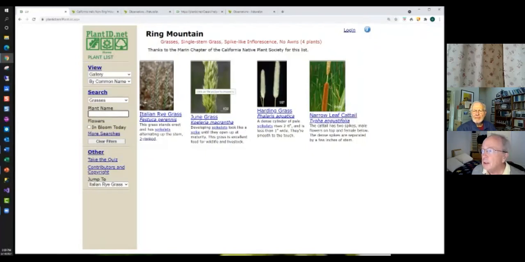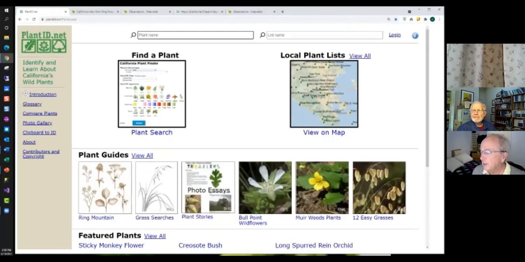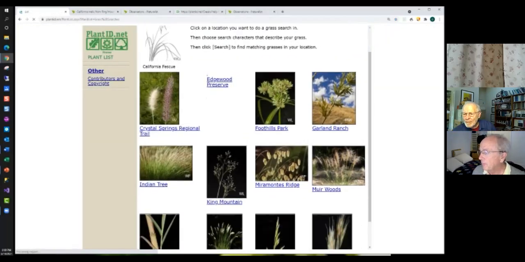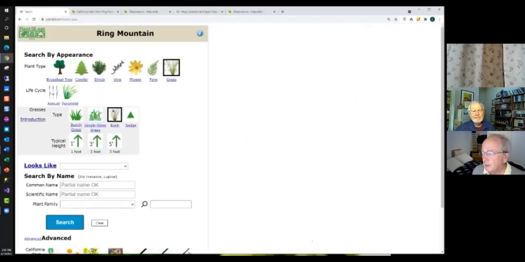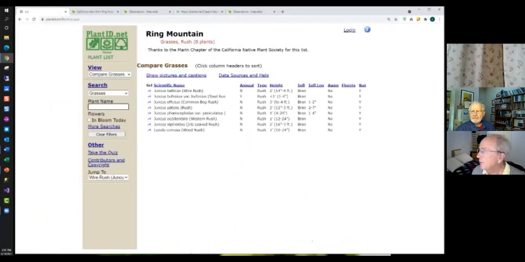Let's go to searching for rushes at Ring Mountain. So this time I'll click on rush and click search. Notice that all the rushes on Ring Mountain are natives. They don't have awns. And all of them are perennials except for the toad rush. And if we look at a picture of the toad rush, we'll see why.